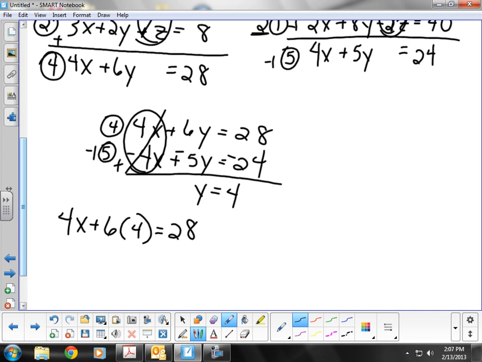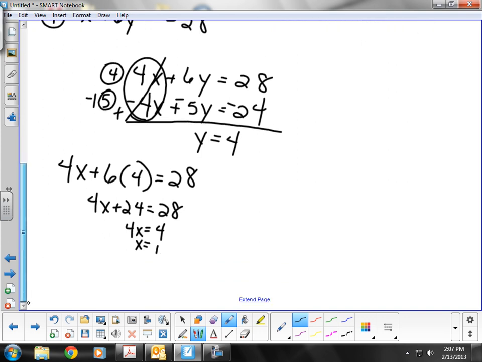Okay? I just plugged it into one of the two. It doesn't matter which one. So I've got 4x plus 24 is equal to 28. So 4x is equal to 4, so x is equal to 1. So now I know x and I know y. What do you think I have to do to get z? 1, 2, or 3. That's exactly right.